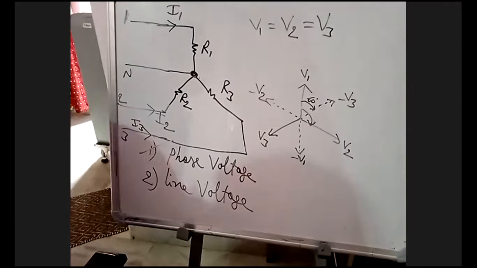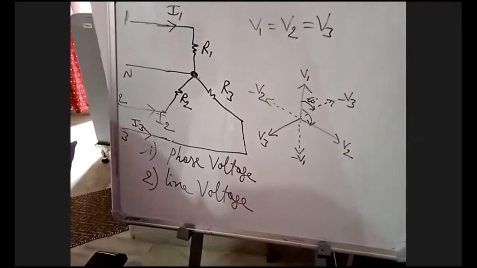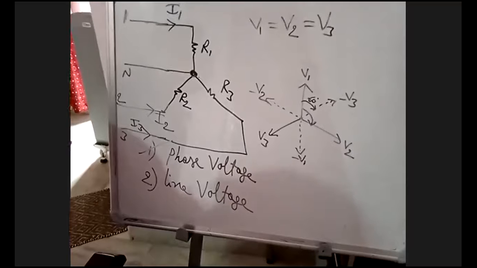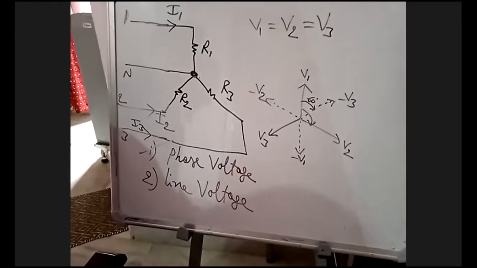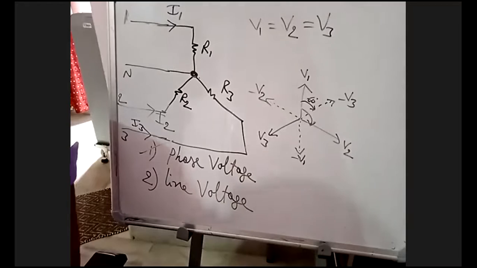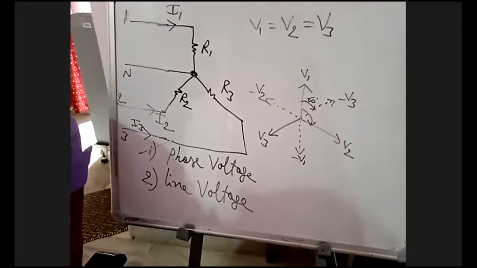Angle in between positive and negative phase voltage is 60 degrees.